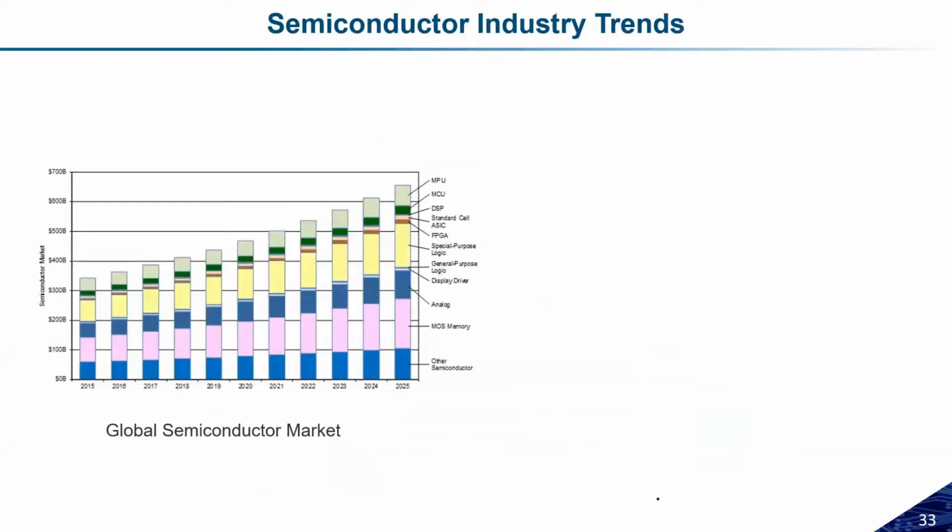If you see here, this is the global semiconductor market, year by year, and the share of the different components. Most of the share is in the memory, this pink one. Every year the maximum share is of the memory and special purpose logics. Out of 100, the maximum share goes to the memory.